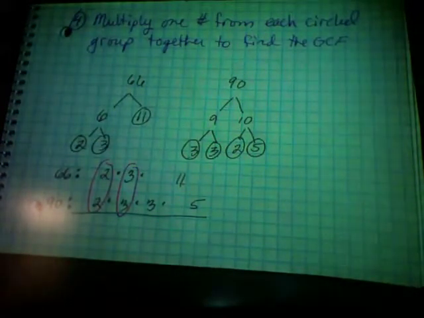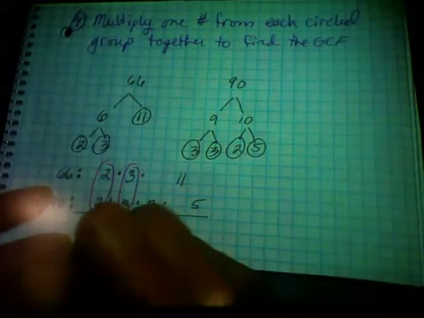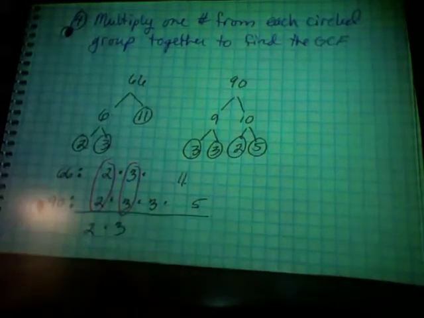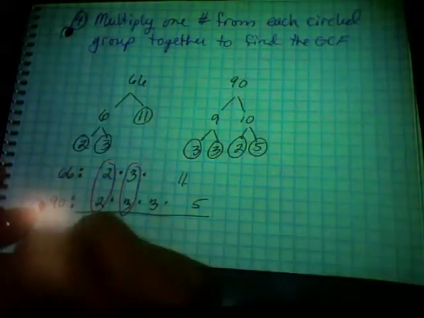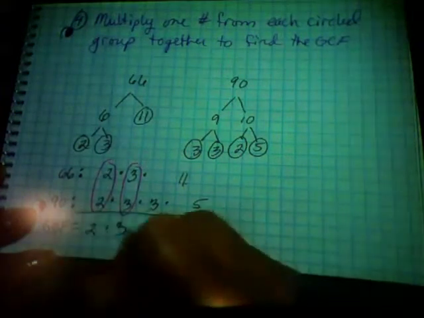So step 4 says, and here's what you're going to do, bring down one number from each of the columns down below, and then multiply them together. So what's 2 times 3? So the GCF is equal to 6.